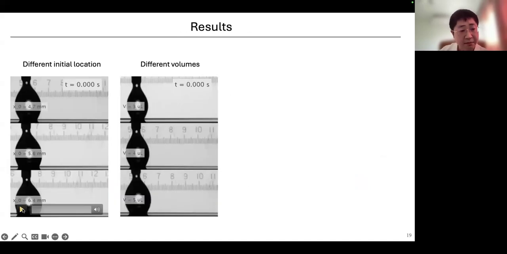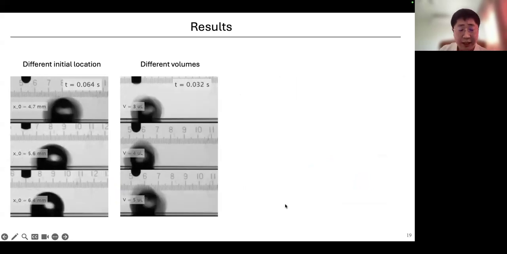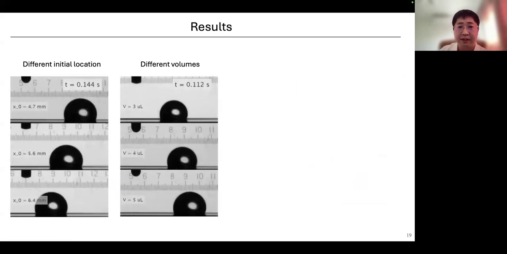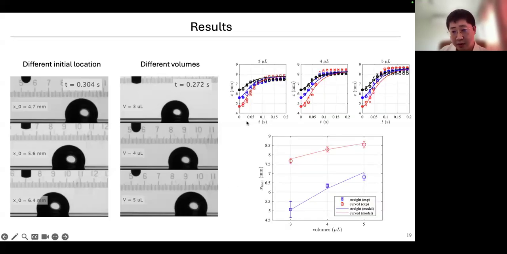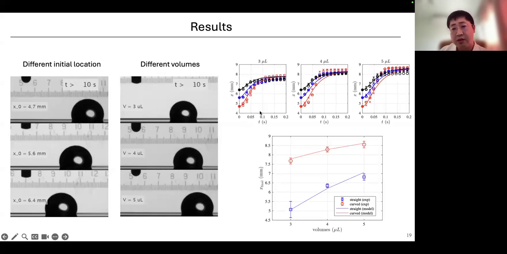So we did further experiments with different initial location of the droplet as well as different droplet size. And then we compare this experimental measurement with the proposed model. So overall, it has a good agreement. So here it's x as a function of time. So plot droplet location as a function of time, as well as the final location of the droplet for different volumes or different shapes of the groove. So we cut straight lines and also the curved line, convex shape.